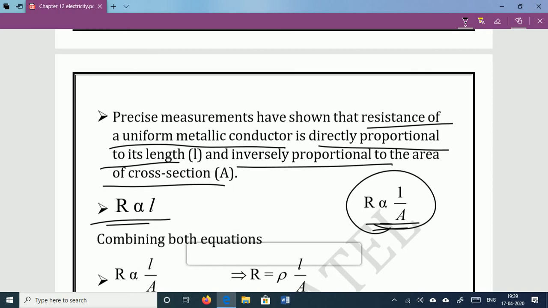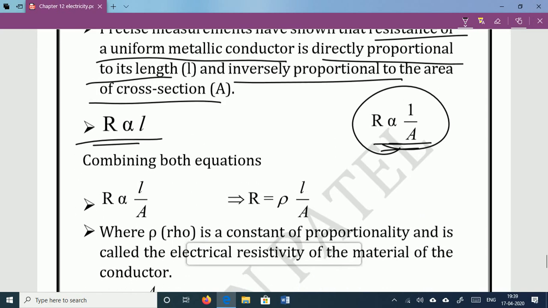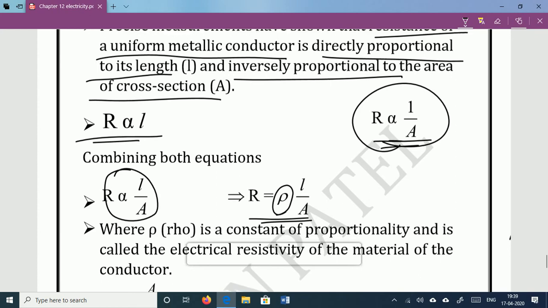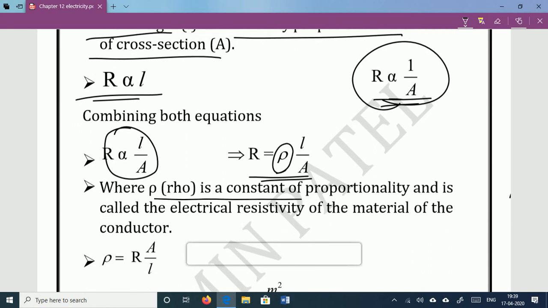If I combine both equations, I can write R proportional to L upon A. To remove the proportionality sign, we need to place a proportionality constant. So R is equal to rho L by A, and this rho is called the resistivity. This rho is the constant of proportionality and is called the electrical resistivity of the material.